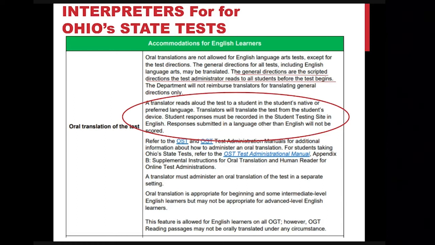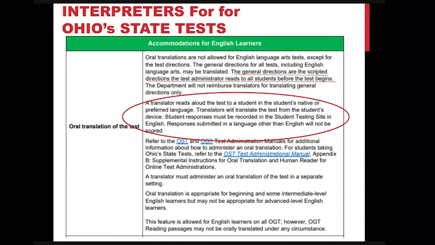If a written response is required to a test item, the students can provide you the answer in their language for you to translate. But then all responses must be submitted in English, and you can put that in the student portal for them. When you are orally translating, you must translate as accurately to the written English text as possible so that it makes sense in the student's language.